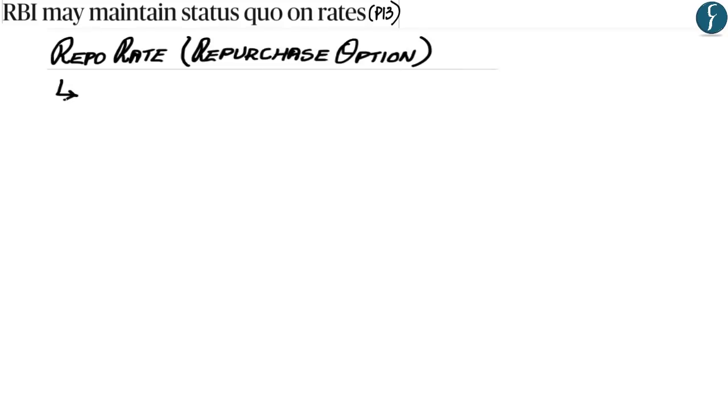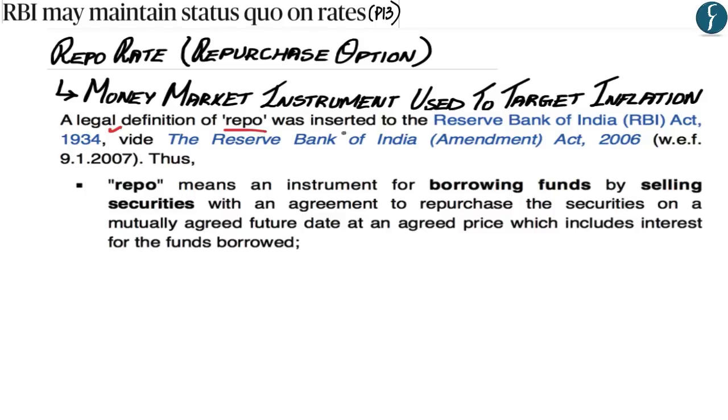used to target inflation. Now the legal definition of repo as per the Reserve Bank of India Act of 1934 means that repo or the repurchase option is an instrument for borrowing funds, and this fund is borrowed by selling securities, wherein an agreement is signed to repurchase the securities at a mutually agreed future date, and this repurchase at a future date would be at an agreed price and an agreed upon interest rate.